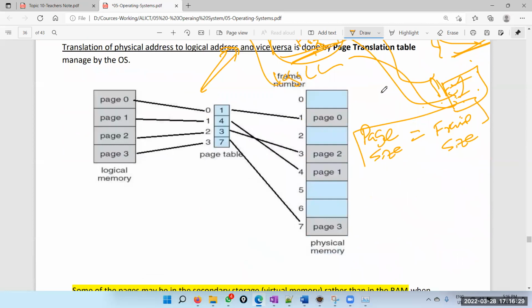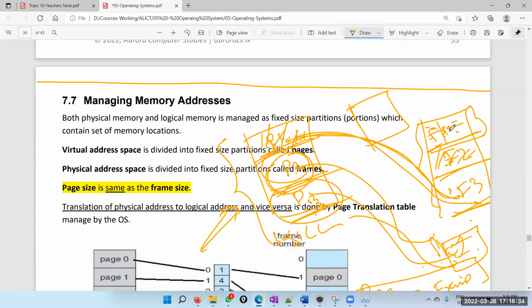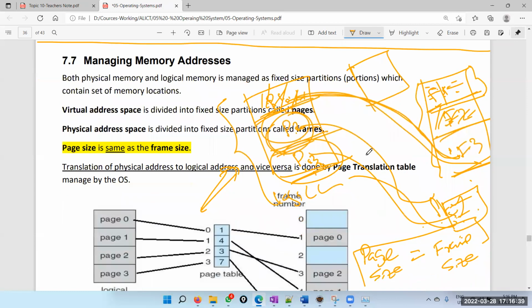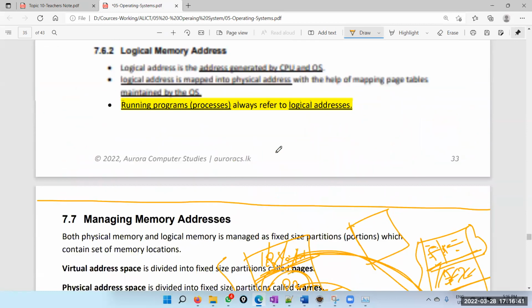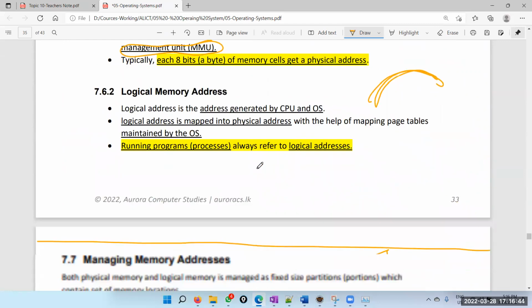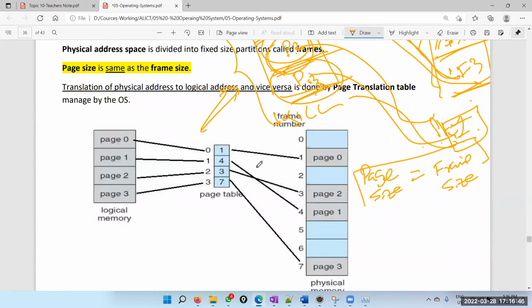Right. So then the operating system has to keep track of which page is in which frame, or whether it is in virtual memory. That is done by your memory management unit. Remember MMU, by keeping track of something called a page table. The page table is the one that your memory management unit uses to keep track of which page is mapped to which frame.